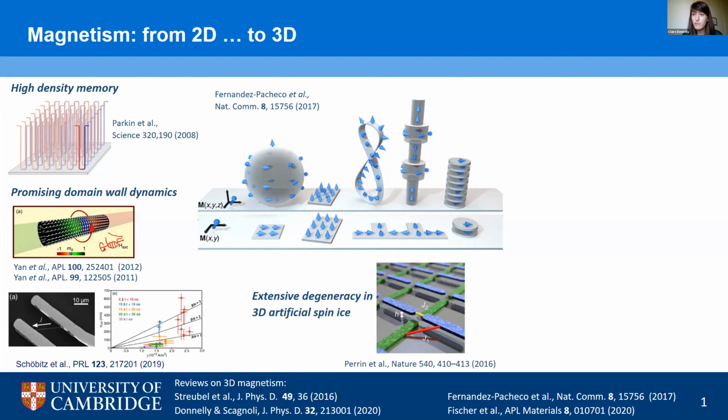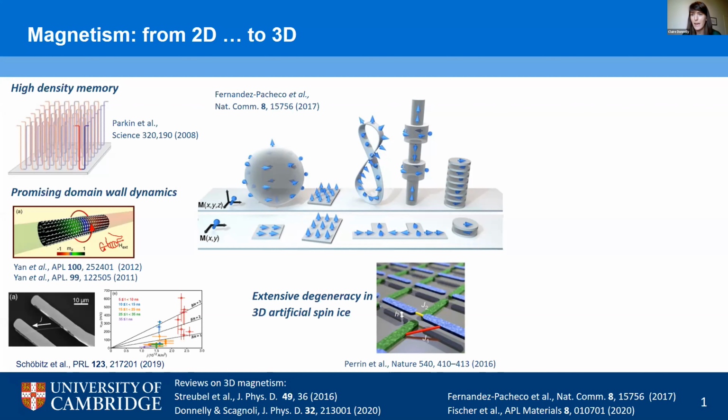For example, in the case of frustrated magnetic systems and artificial spin ice, if we take the generally planar arrays of nanomagnets and we lift them up into 3 dimensions, there's a possibility for very complex energy landscapes, extensive degeneracy, and a true Coulomb phase.